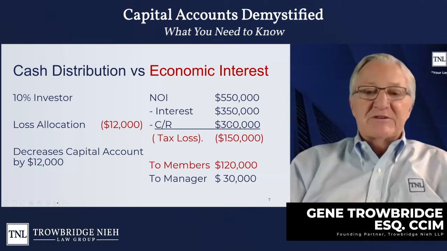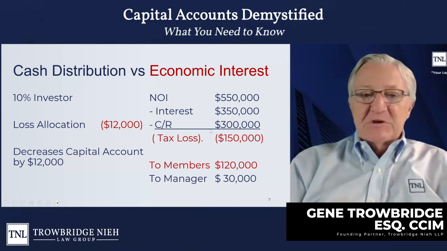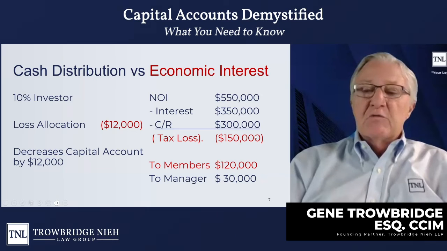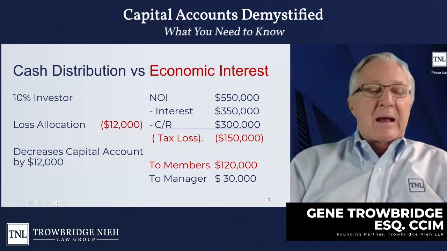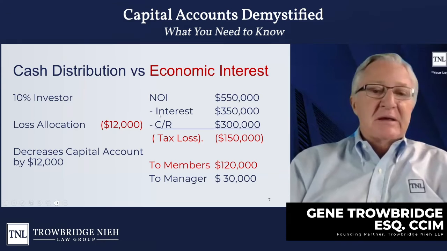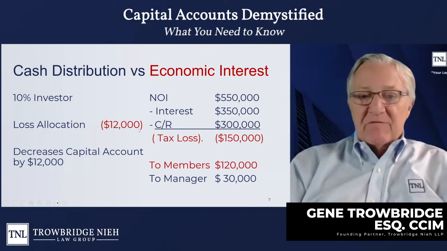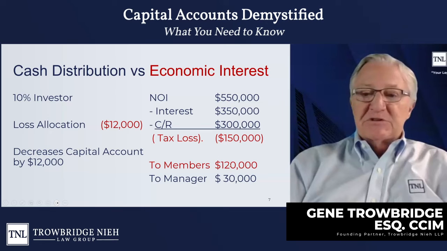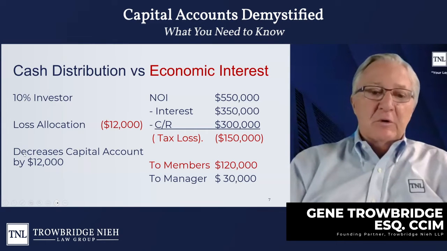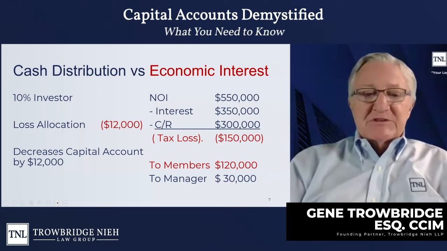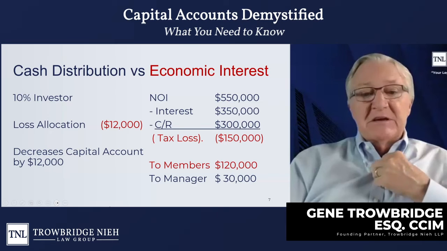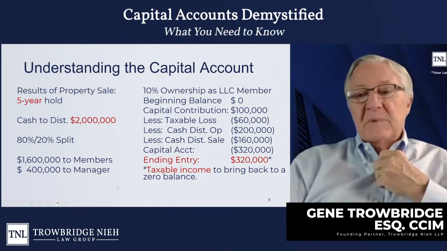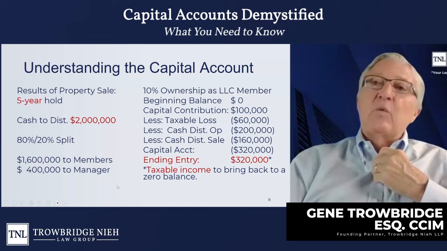So back to our investor. The taxable loss, as we saw, was $150,000 for the whole project. $120,000 is going to be allocated to the members. And our investor was a 10% investor, gets $12,000 of the loss allocation, which is 10% of the 120. Now, we all know that taxable losses decrease your capital account. So we've had two things going on for this investor that decrease their capital account during that 1 year of holding.